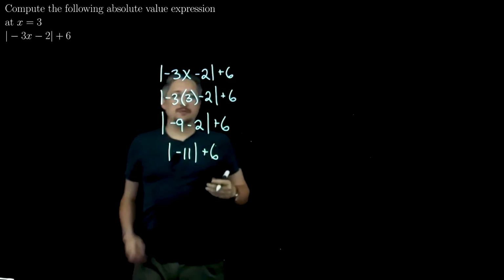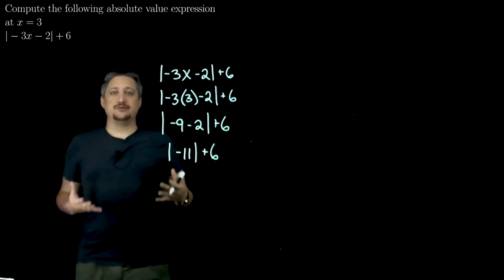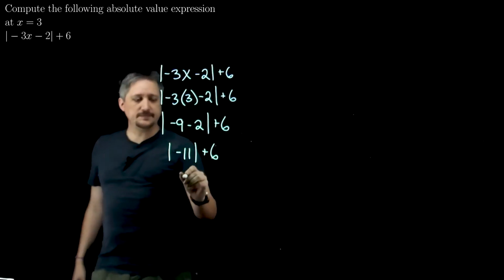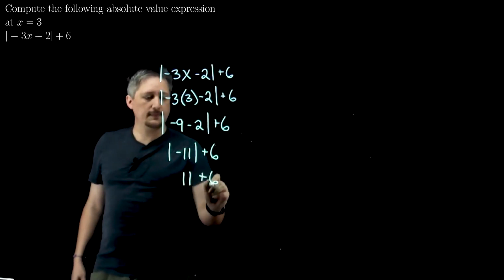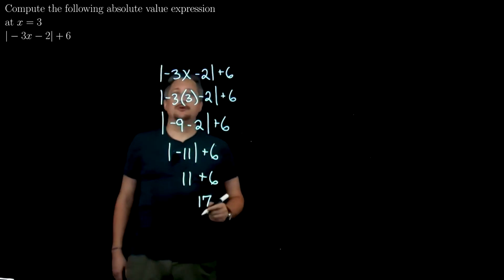And now the absolute value, remember, makes things positive, right? So it's going to turn that negative 11 into a positive 11. And that gets me 11 plus 6, which is 17.